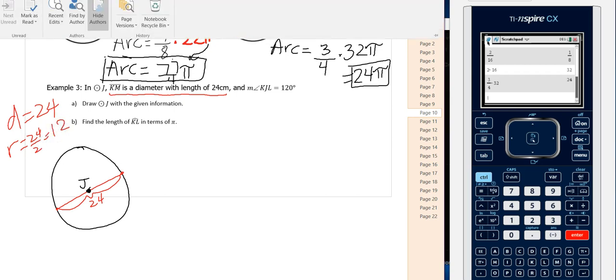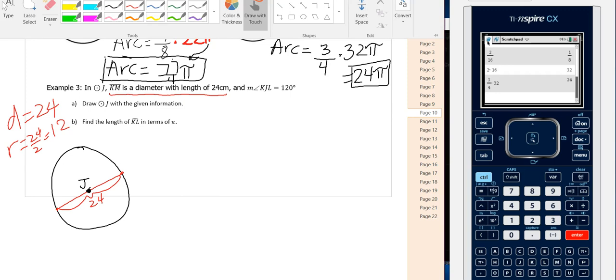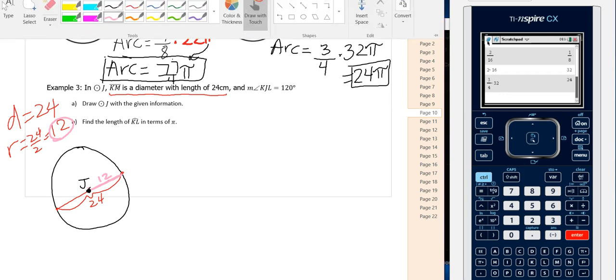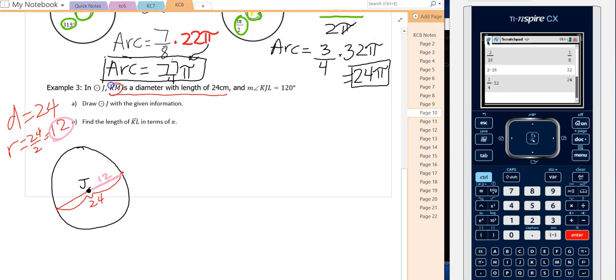So now we know that that 12 is actually the distance from here to here. That's going to be our radius, right? Because we just solved for that. Keep reading. It says, and the measurement of angle KJL. Well, actually, I made a mistake here because I never labeled my diameter. My diameter was KM, so I'm going to say my K is over here, and my M is over here.